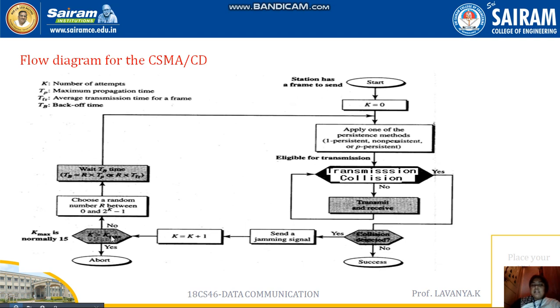After that it checks whether the current iteration is greater than k max. K max is the maximum number of attempts, which is 15 times here. So the current attempt is k equal to 1. Is 1 greater than 15? If it is yes, or if it is equal, then the transaction is aborted.